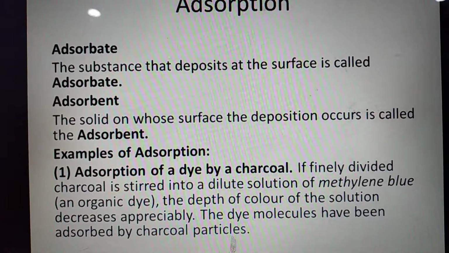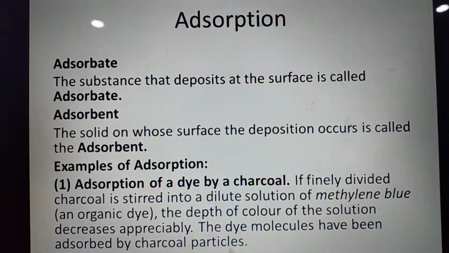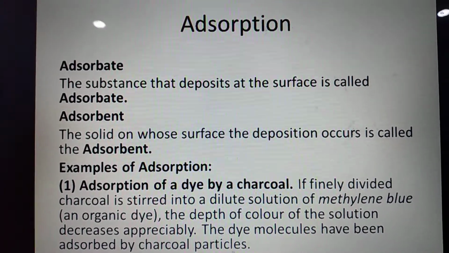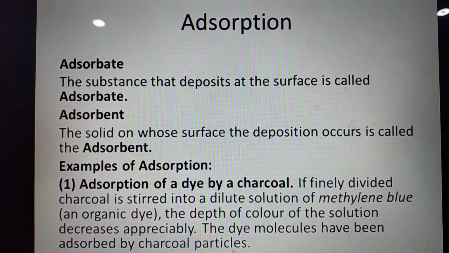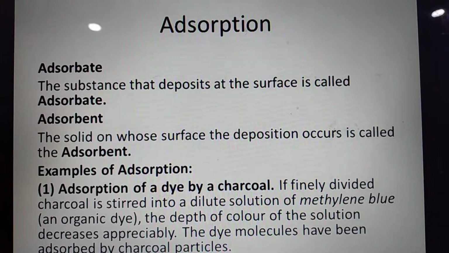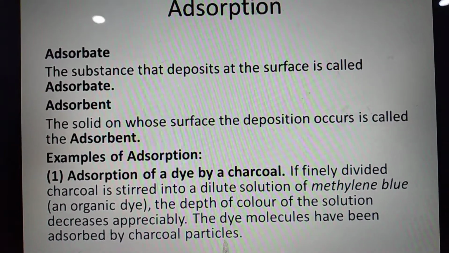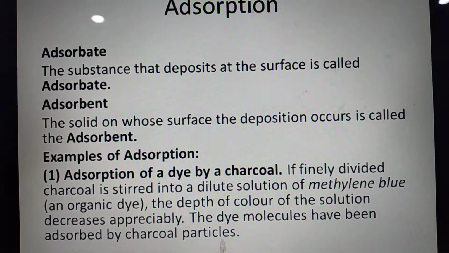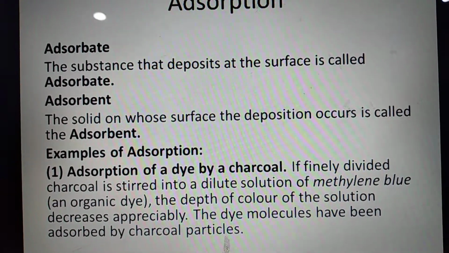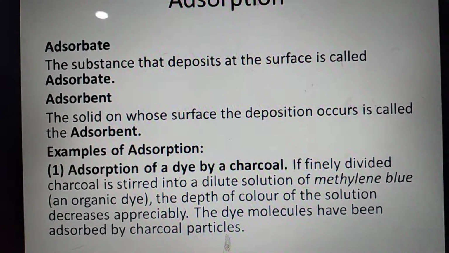Now the second topic is basic terminology of surface chemistry. What is adsorbate? The substance that deposits at the surface is called the adsorbate. And what is adsorbent? The solid on whose surface the deposition occurs is called the adsorbent. For example, the adsorption of a dye by charcoal: the dye is adsorbed, so it is the adsorbate, and the surface on which adsorption occurs is the charcoal, which is called the adsorbent.